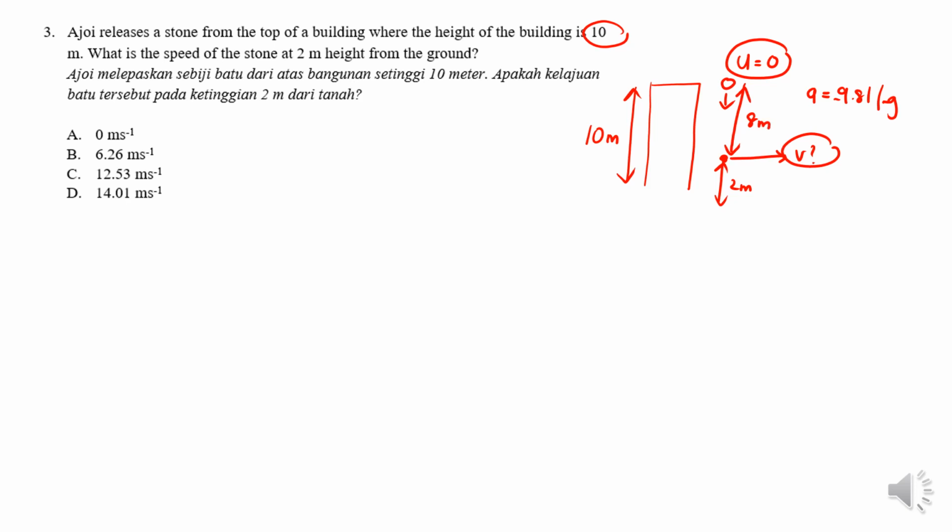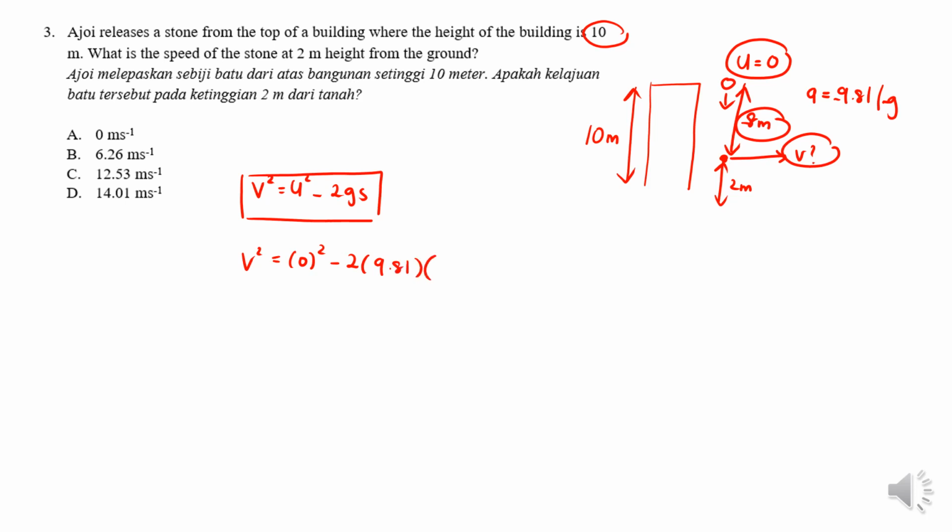Okay, but since the stone is moving downwards, our displacement, or our s, would be negative 8 meters. So from this information, we can use the formula v squared equals u squared minus 2gs, the equation for free fall motion, where our v squared is what we are looking for. Our u squared would be 0 squared minus 2, and g would be 9.81, and our displacement would be negative 8.